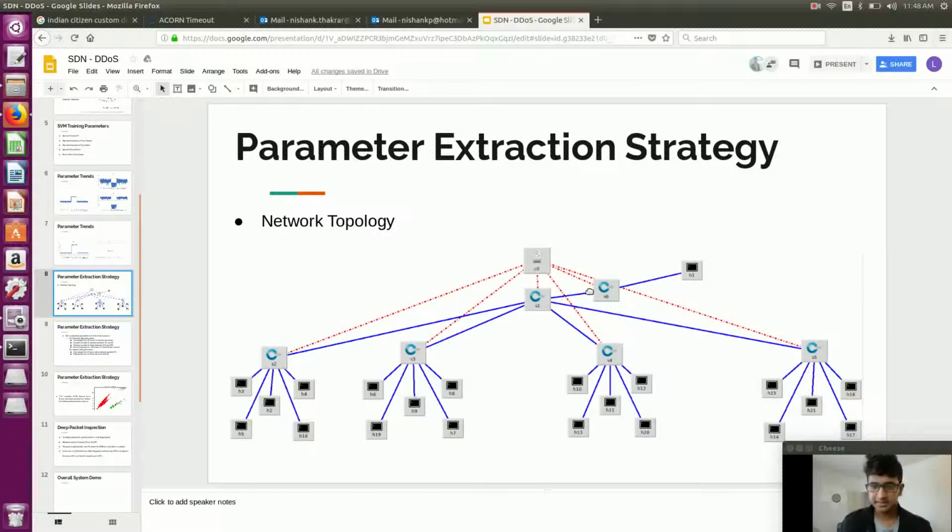Switch 6 represents the deep packet inspection box in the network. H1 in this case represents host 1, which is the potential victim of the DDoS attack.